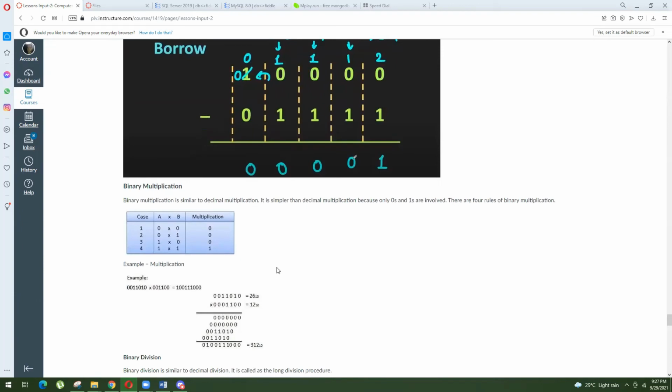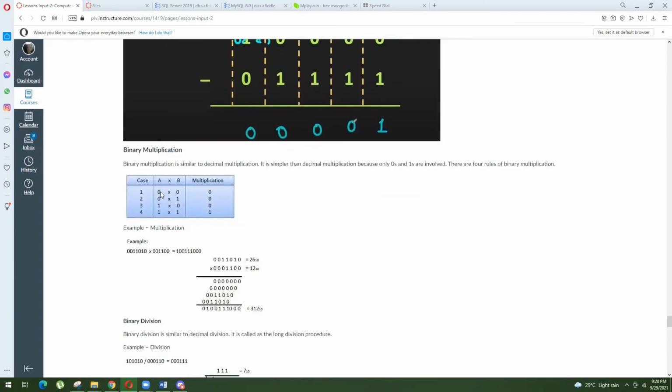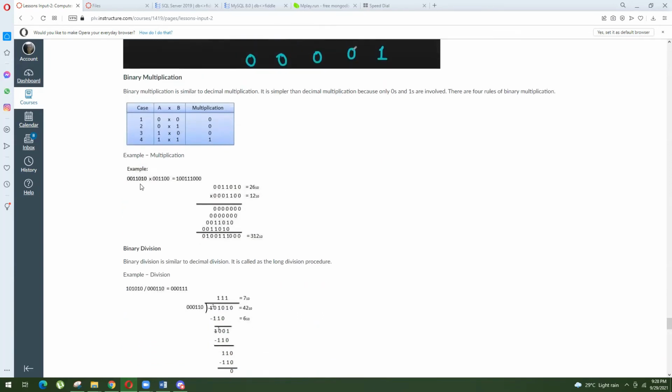For binary multiplication, this one is a little bit more simple. There are four rules. 0 times 0 is 0. 0 times 1 is 0. 1 times 0 is 0. 1 times 1 is 1. For example, we are multiplying 0, 0, 1, 1, 0, 1, 0 by 0, 0, 1, 1, 1, 0, 0. The answer will be like this.